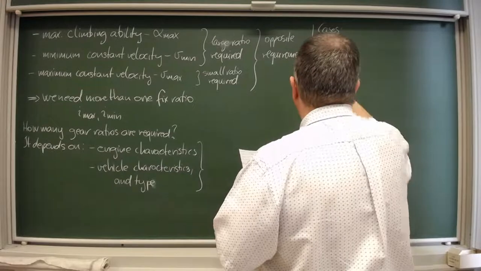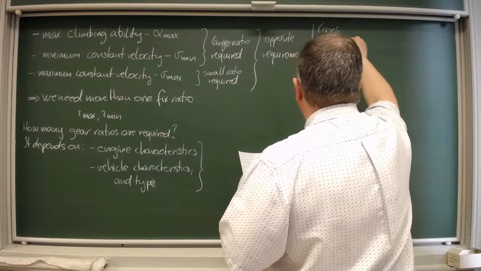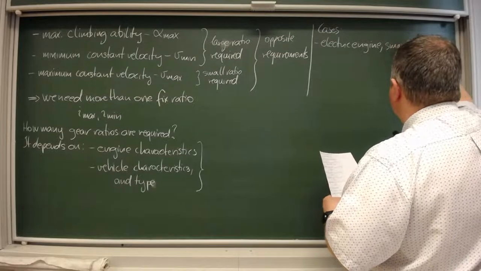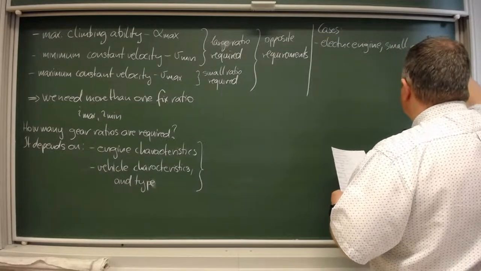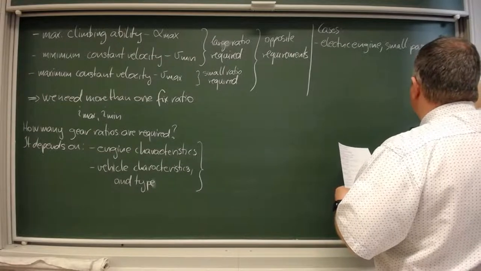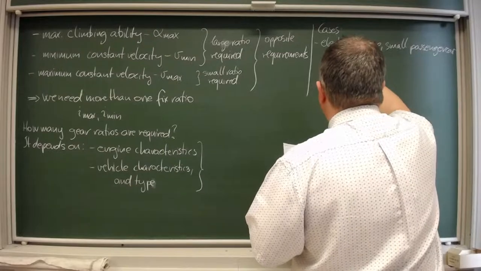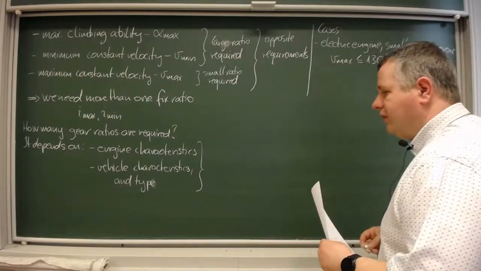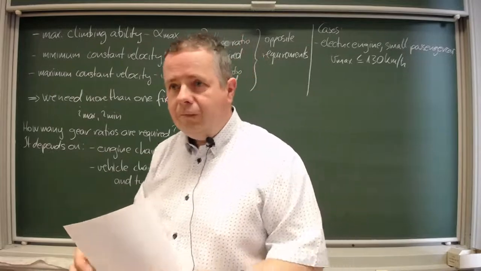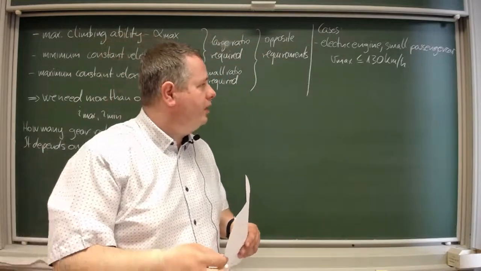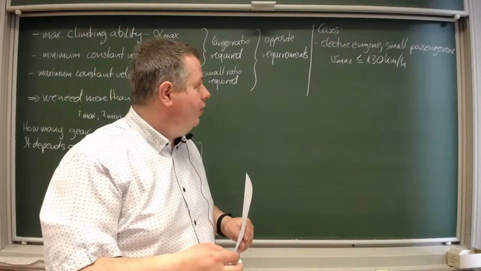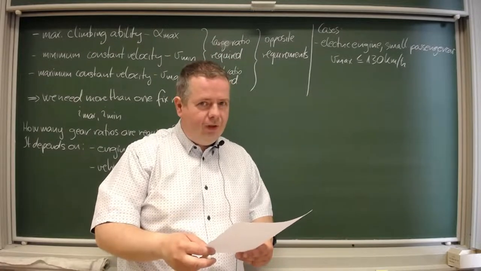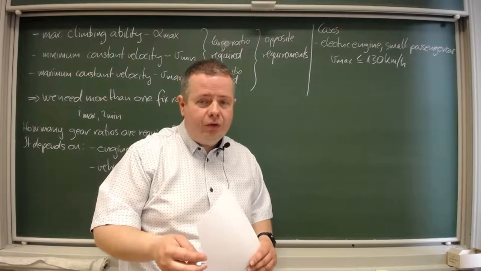Let's say electric engine, small passenger car. Small passenger car, and Vmax, maximum speed, is below 130 km per hour, which is in Europe the standard speed at highways. So regularly you cannot go quicker in most of the European countries, except Germany, of course, where you have no speed limit in some highways, in the Autobahn, yeah? And the Germans do go fast in these portions.